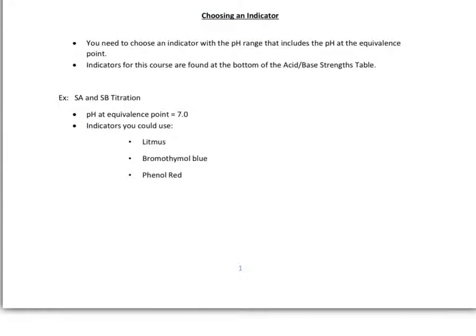There is an array of indicators that one can choose from, and you need to choose an indicator with the pH range that includes the pH at the equivalence point. In previous lessons, we have gone through how to predict what the pH will be if we have a titration with a strong acid and a strong base, a strong acid and a weak base, or a weak acid and a strong base. There is a list of indicators for this course that will be provided to you, and they are found at the bottom of the acids and bases strengths table.